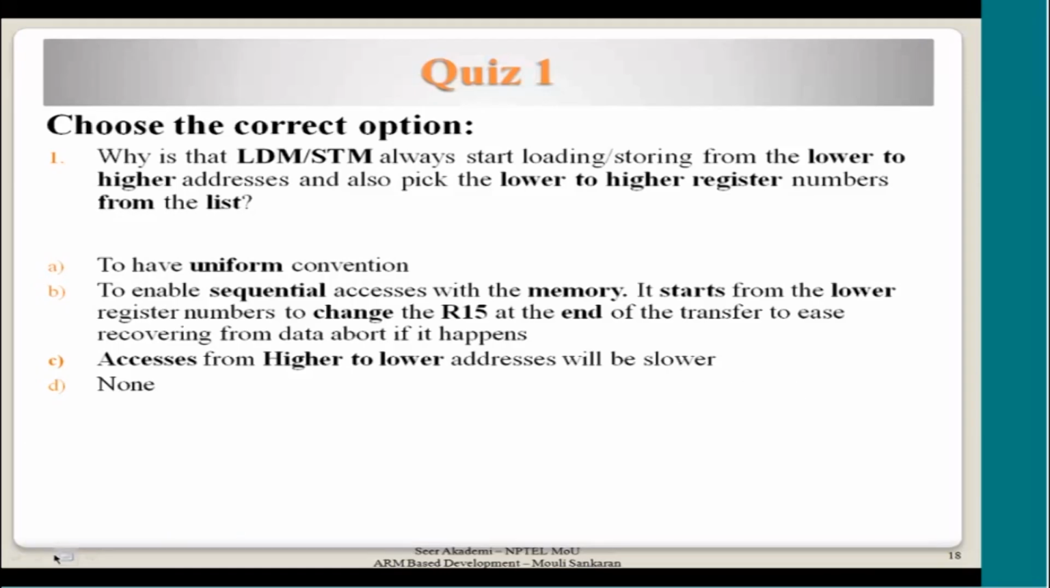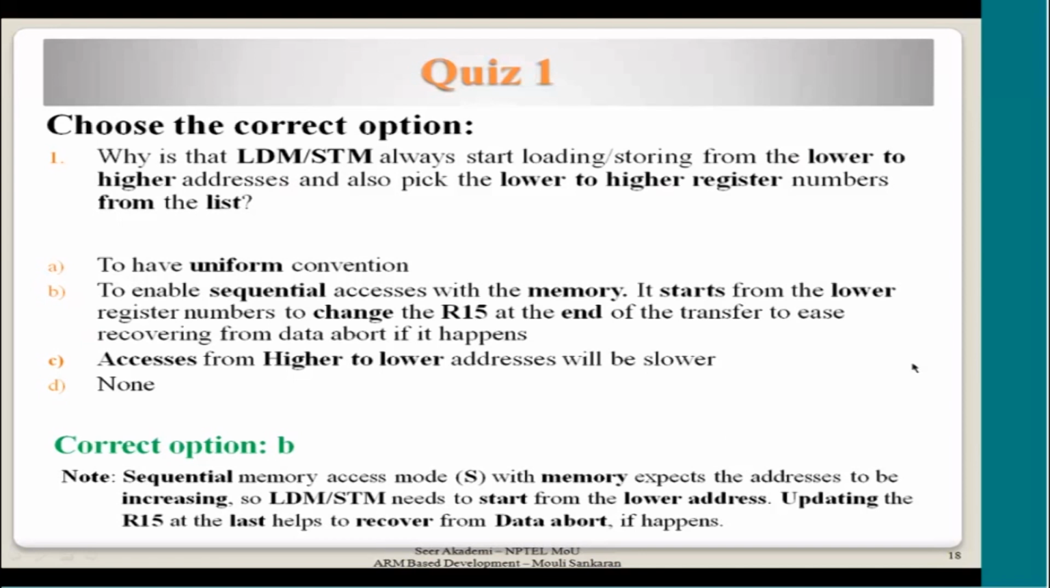Why does LDM/STM always start loading or storing from the lower to higher address, and also pick the lower to higher register numbers from the list? Though I have mentioned R15 is the end, you can always say this is the right answer, but I want you to be unbiased about choosing the options. If you know memory pretty well, sequential accesses always happen from a lower address to an increasing address, right? So the option is B.